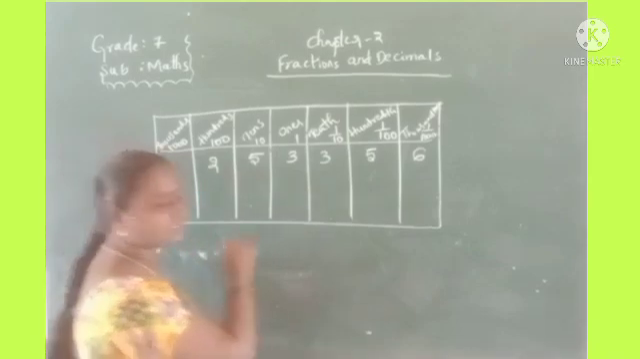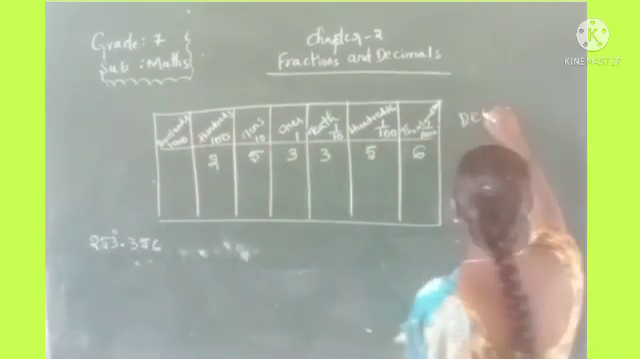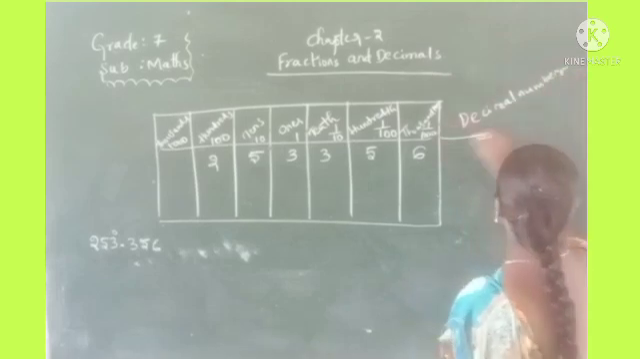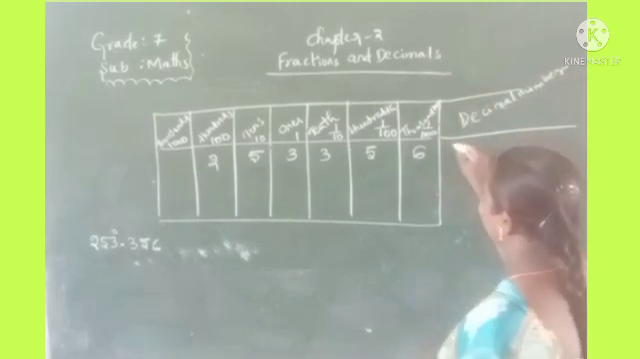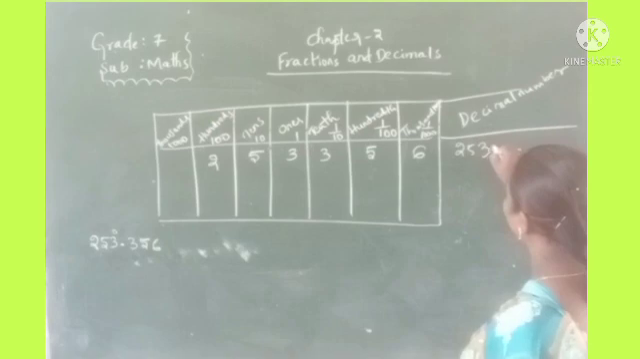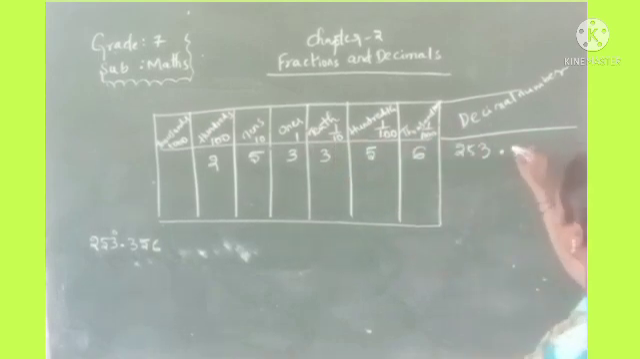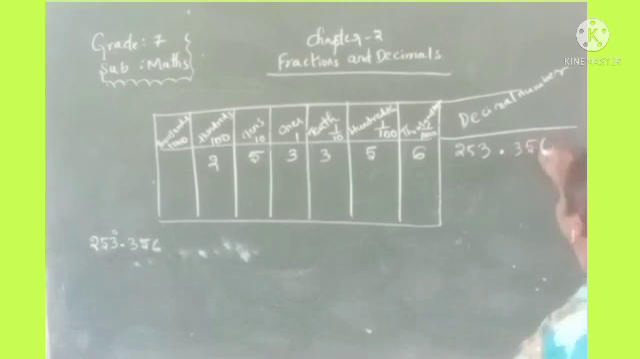How can we write this decimal number? How to write the decimal number here? 253. The tenths means the decimal part started here, that is 356.